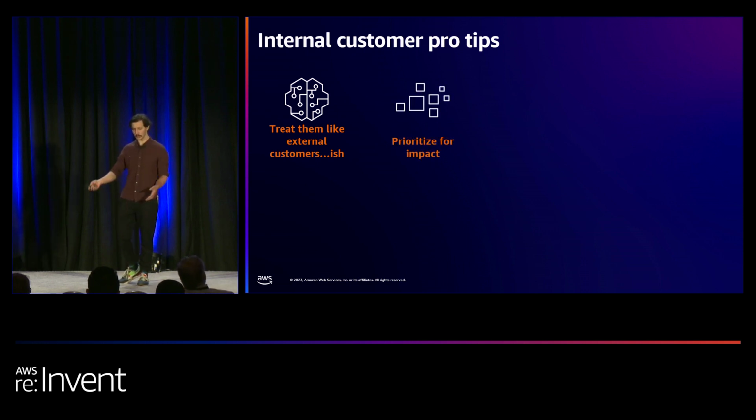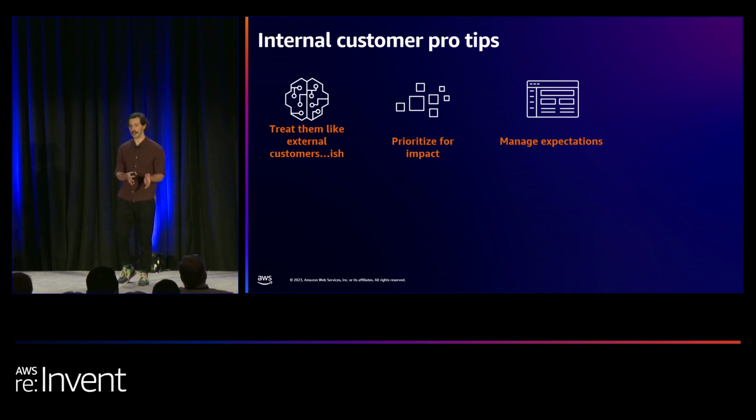So they're coming in, they're talking to you. You probably want to prioritize for impact. Like you want to work out how much you can build that's going to make their life as easy as possible. But in doing so, I do recommend that you manage their expectations. Like if you have several different teams that rely on your platform, you probably can't ship everything that they need all at once.